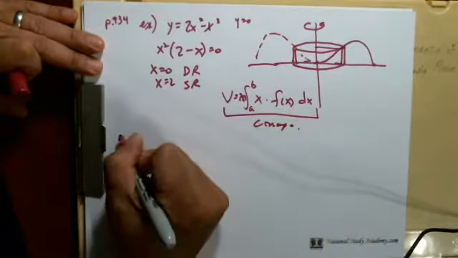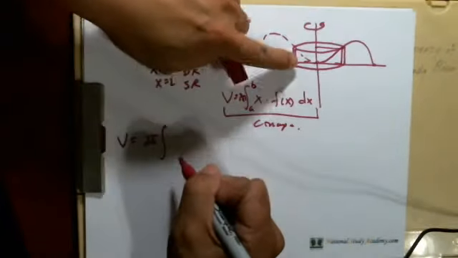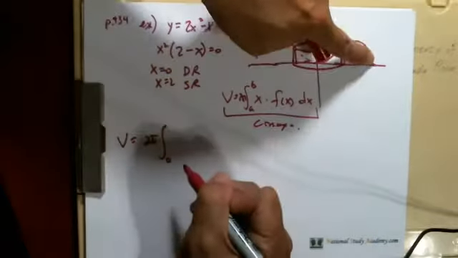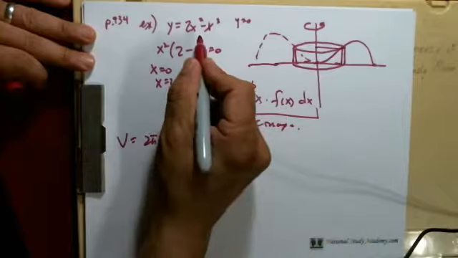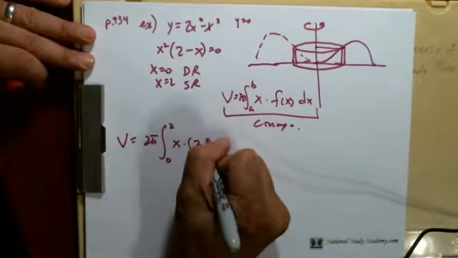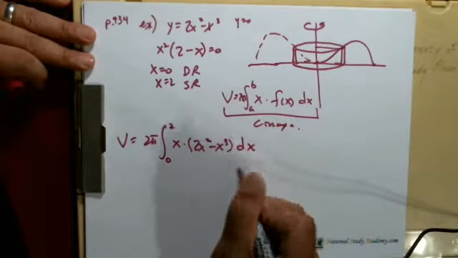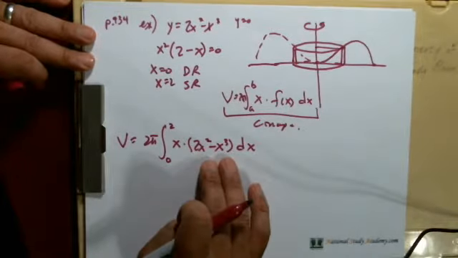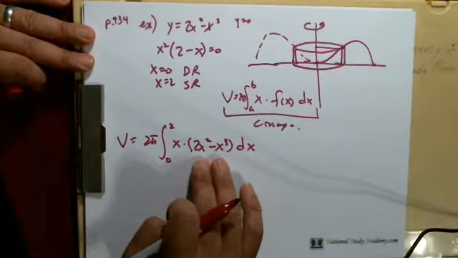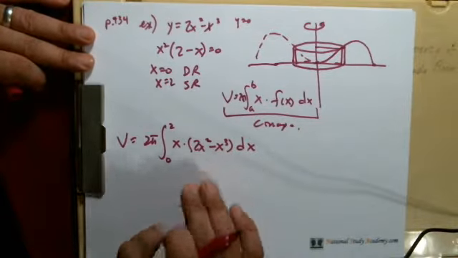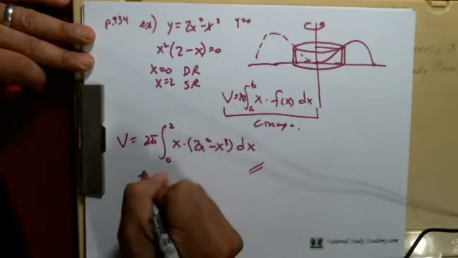So here's the easy way to do that. Volume equals 2 pi times the integral from a, which is the inner, starting at 0, all the way up to 2, of x times f of x, which happens to be 2x squared minus x cubed, dx. And we've got a function of one variable. You should be able to do this without any trouble. This should be relatively easy to integrate. Any questions, let me know. And we're done.